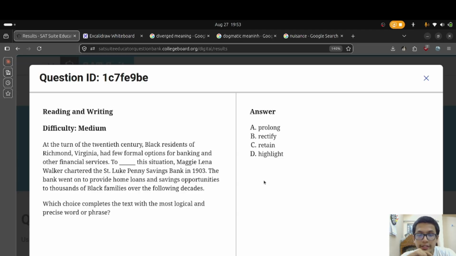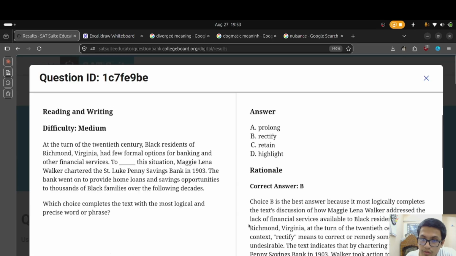Now, to reduce that, they need to rectify, okay, to prolong. Nobody wants to prolong it. Nobody wants to retain it because it's a problem. It's already telling it's a problem. So we need to rectify it. We need to solve it. So it should be B. Yeah, it's B.